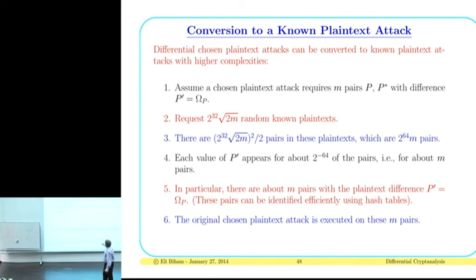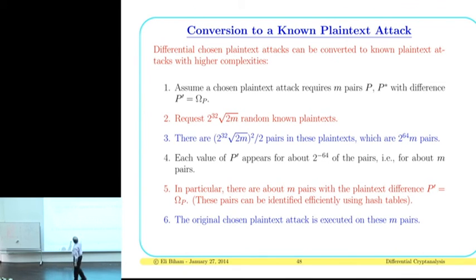So, the idea says, ask for 2 to the 32, the square root of the plaintext space, times the square root of 2m random known plaintexts, where m is the number of pairs needed by the chosen plaintext attack. Therefore, if you look carefully at this set, let's call this number x. You have x times x minus 1 over 2 possible pairs inside. Each one against all the others, over 2, of course.